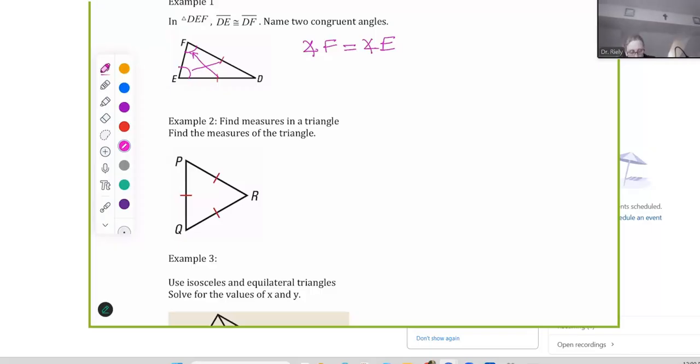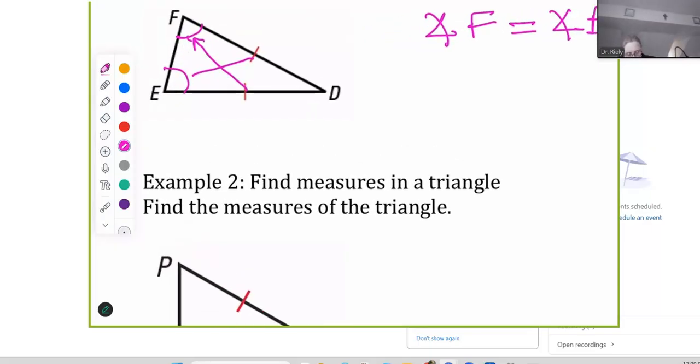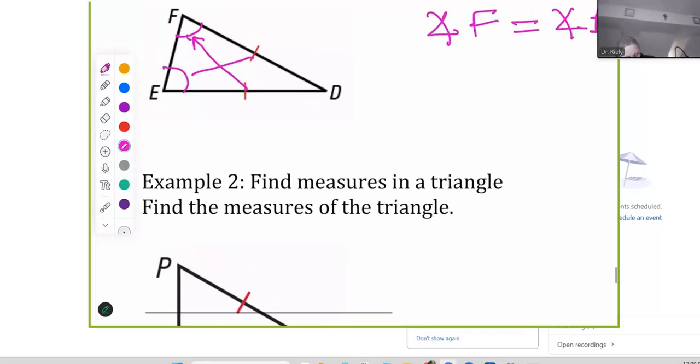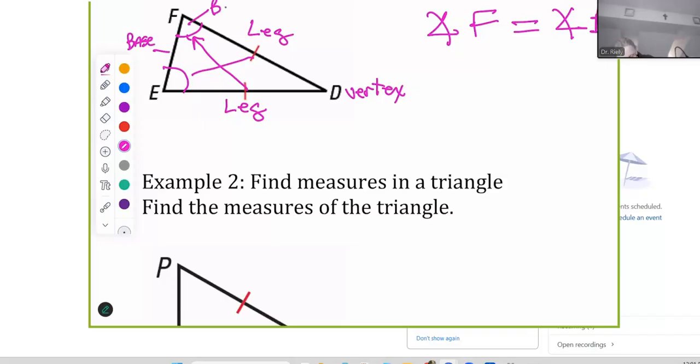Okay, can we label this? This is an isosceles triangle. So what do we know? This angle is the vertex. We know this is a leg. This is the leg. This is the base. And that means this is a base angle.